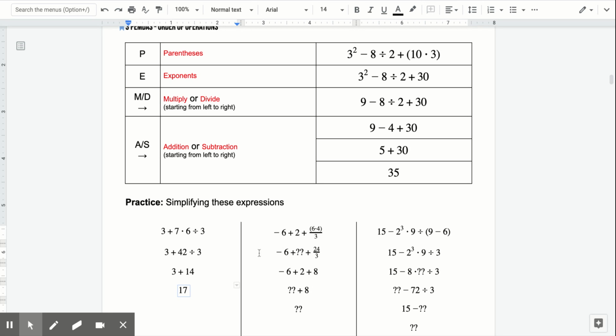Okay, our next problem. This one may look a little frightening because of a fraction, but do not be frightened. You're still going to solve using the same steps as before. So first we look for parentheses in this problem. We see parentheses on top of the fraction, called the numerator, and we are going to simplify, so we get 24 over 3. Now remember, that little sign for the fraction is your division sign. So this is really just a fancy way of saying 24 divided by 3.